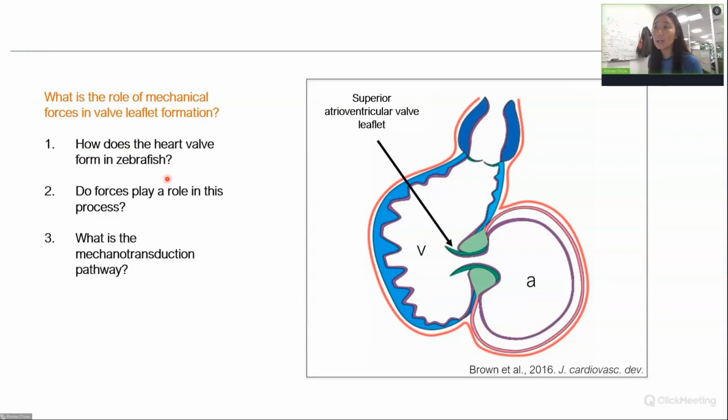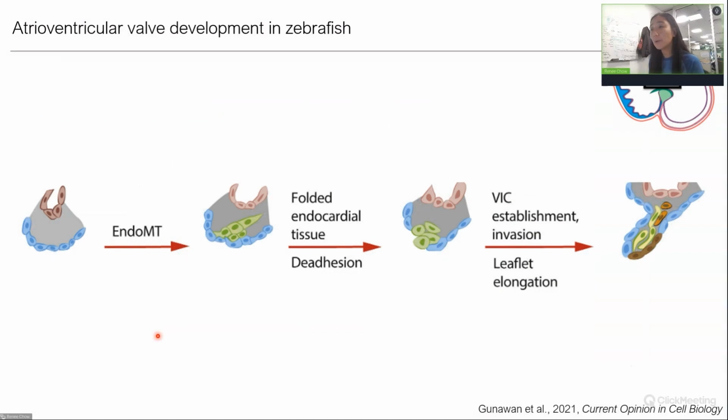The first is, how does the heart valve form in the zebrafish? The second is, do forces play a role in the process? And third, if it does play a role, then what's the mechanotransduction pathway? So a number of previous studies in the zebrafish have come up with this developmental sequence for atrioventricular valve formation.